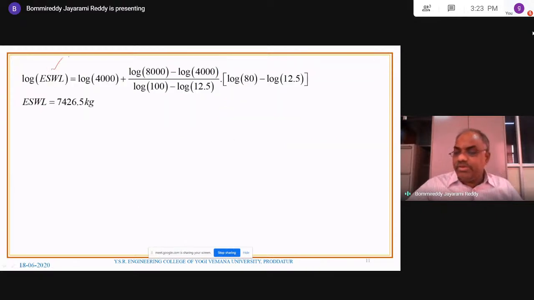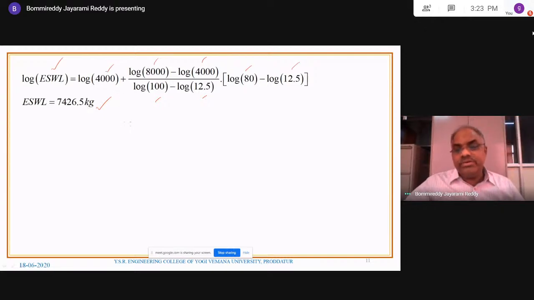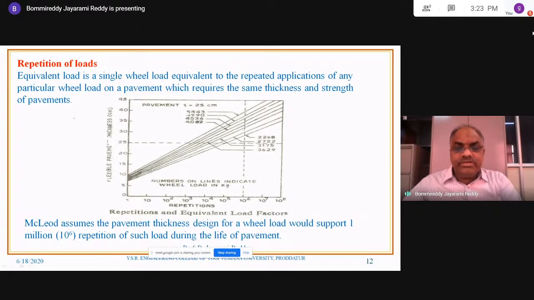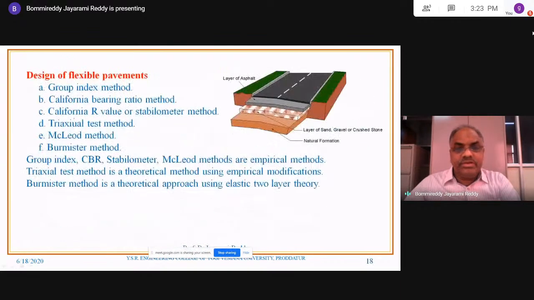So log of ESWL equals log of P plus [log of 2P minus log of P] divided by [log of 2S minus log of D by 2] into [log Z minus log D by 2], and if you calculate that value, you will get 7426.5 kg as the equivalent single wheel load. So this is how we have to compute the equivalent single wheel loads. And these are the things already covered. I'm not going to repeat all these things once again, not required.